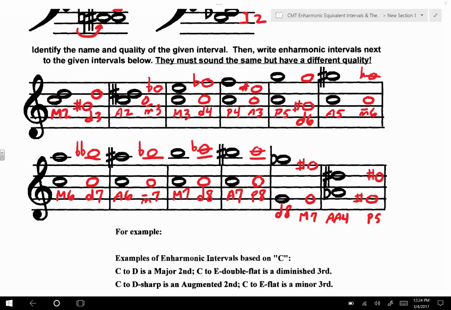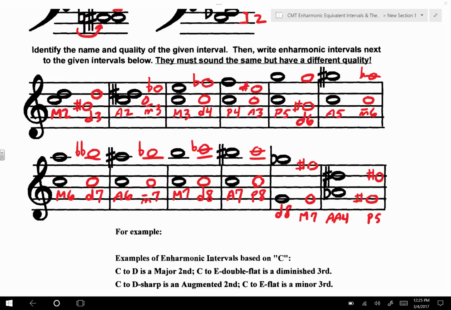Okay, college, so hopefully you had a chance to finish most of these, if not all. What we wanted to do was to identify the name and quality of the given interval, then rewrite the interval as an inharmonic equivalent so that it will sound the same as the given one. And the idea here was to change just one note only, and we probably have similar answers or different answers depending on which note you decided to alter.